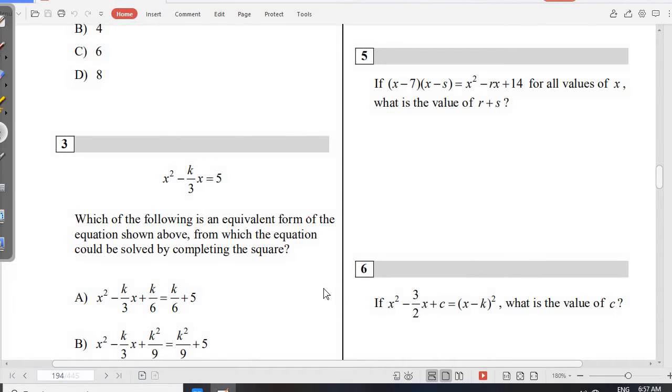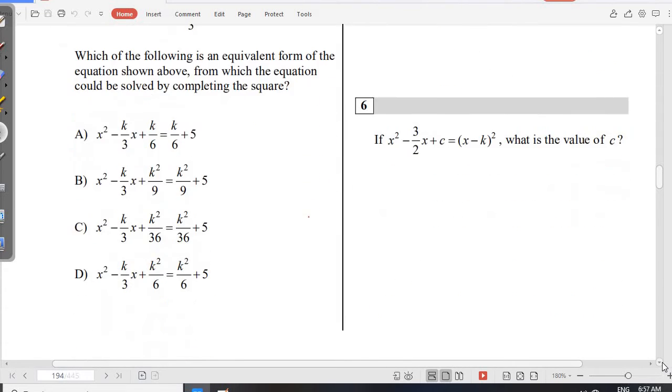Alright, let's move on to question number 6. If x squared minus 3 over 2x plus c is equal to x minus k all square, what is the value of c? Alright, so we're gonna try this one. If you expand this, you'll be having x minus k, x minus k.